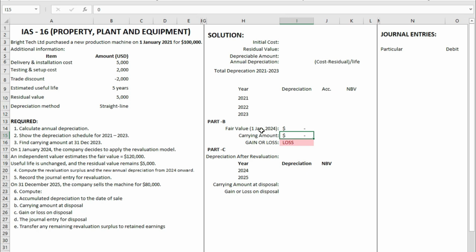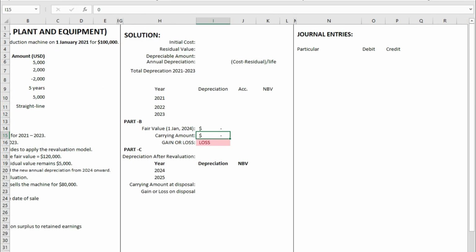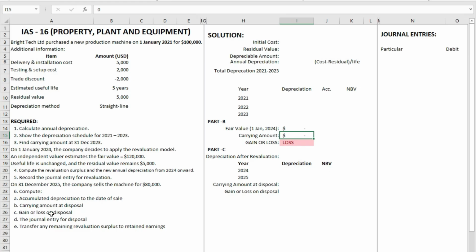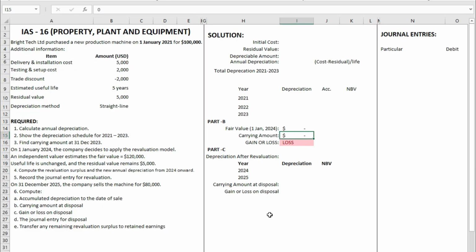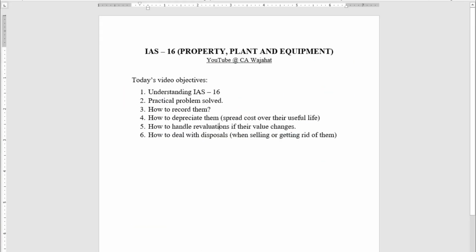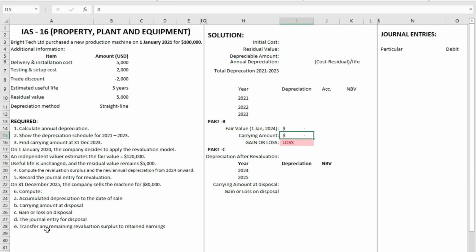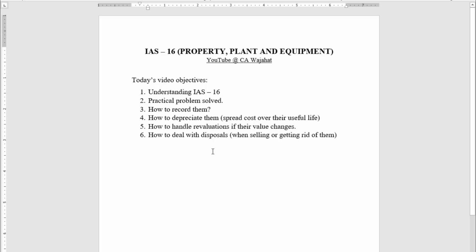I have this problem written down there, and I will pass the journal entries for everything we calculate in the later stage of our video. I will also show you how to deal with disposals, when we are selling or getting rid of them, and what will happen on the gain or loss on disposal. How to handle revaluations if their value changes, the transfer of any remaining revaluation surplus to retained earnings, etc. We will cover everything in this video.